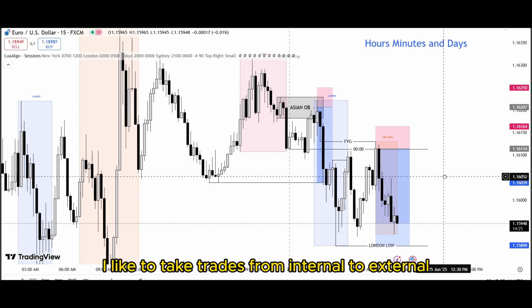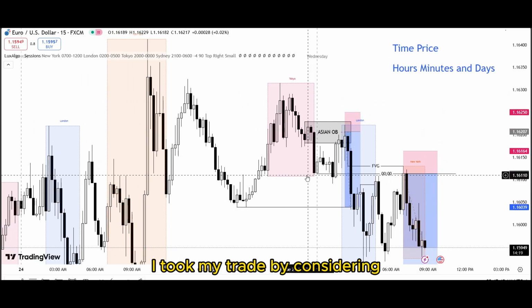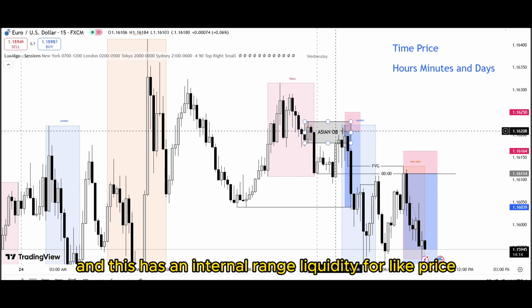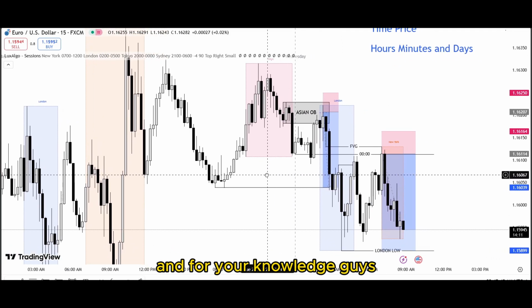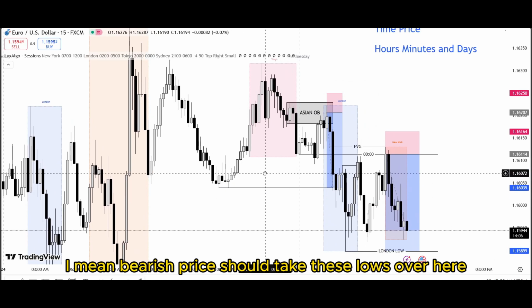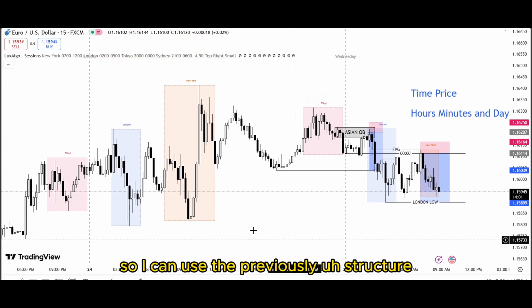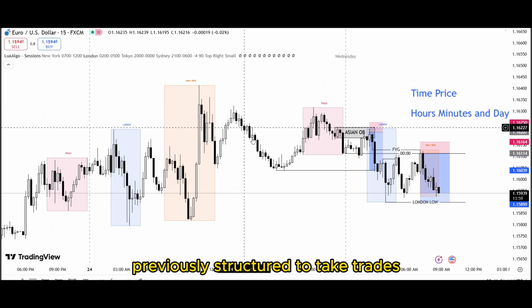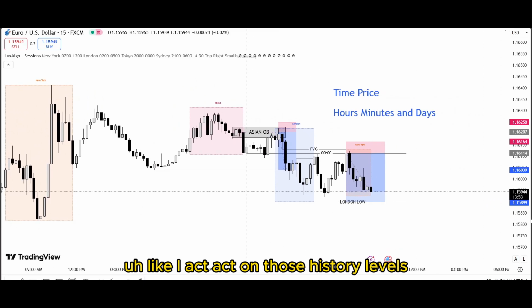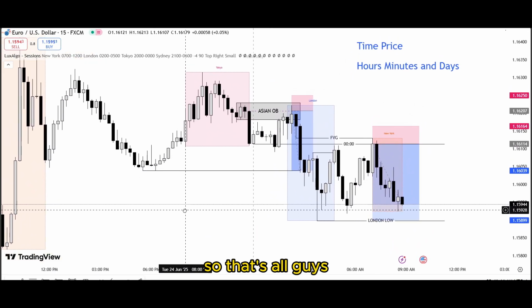Because guys, I like to take trades from internal to external, not from external to internal. So in this case guys, I took my trade by considering breaking these lows over here, and this has an internal range liquidity likewise. And for your knowledge guys, I targeted these lows because most of the time if the price is bearish, price should take these lows over here. So I can use the previous day structure to take trades. Like I act on those historical levels, so you can see that, right? So that's all guys, it's that simple.